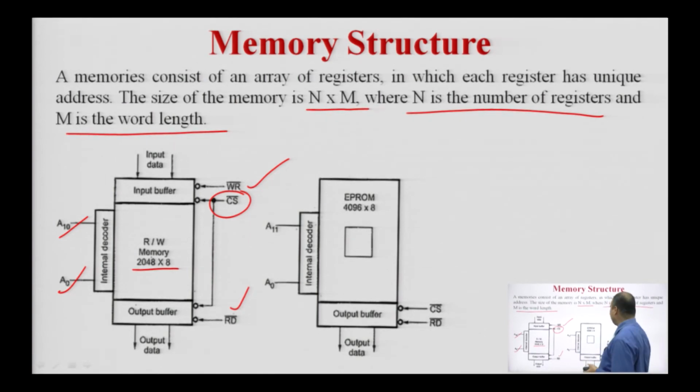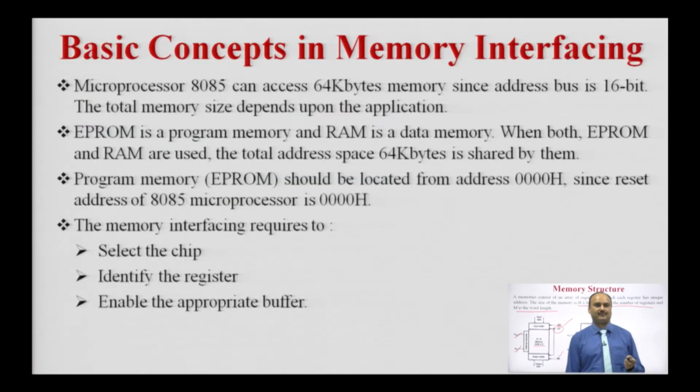Another classification of the memory device is EPROM. Here the capacity of this memory is 4 kilobytes cross 8. So, the address lines required are A0 to A11, that is 12 address lines, to address this 4 kilobytes of memory. Since it is a read only memory, the read control signal is used. To enable this memory, we require the chip select signal, and the output buffer is required to output the data from this EPROM memory.